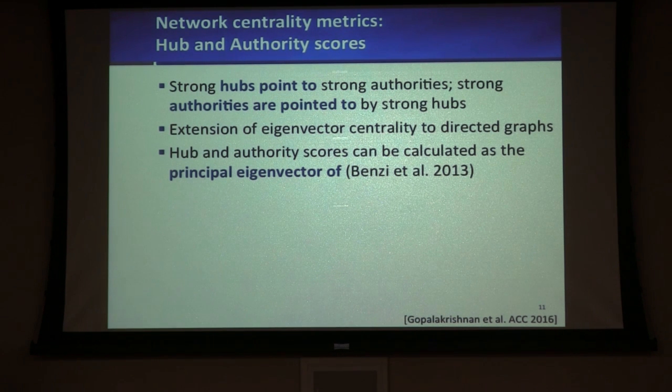Now there's a result from Benzi and others from 2013 which says that if I give you a weighted directed network and ask you for the hub and authority scores, that translates to the principal eigenvector of this matrix. So it doesn't matter: from the point of view of our dynamics, it tells us what the invariant subspace of that dynamics is, but from the point of view of network theory, it's just the hub and authority scores.